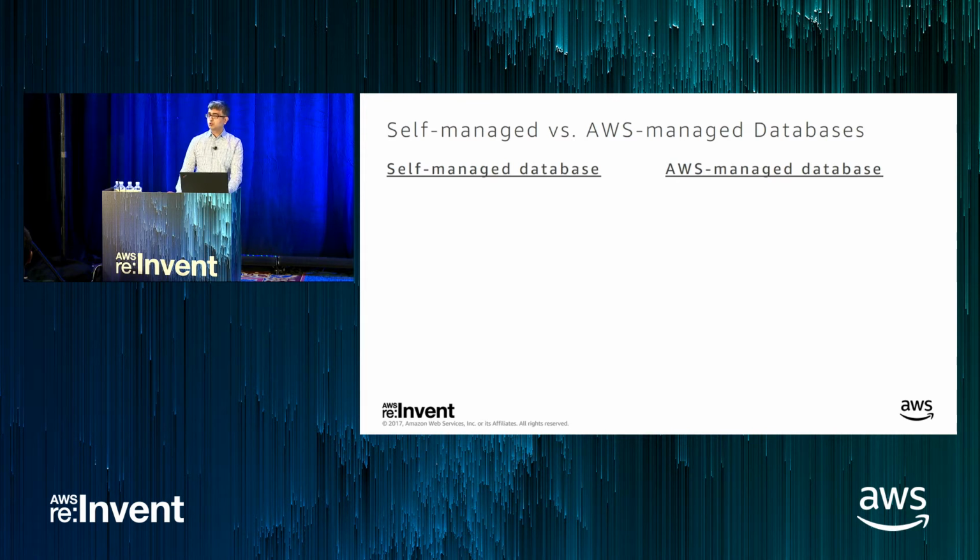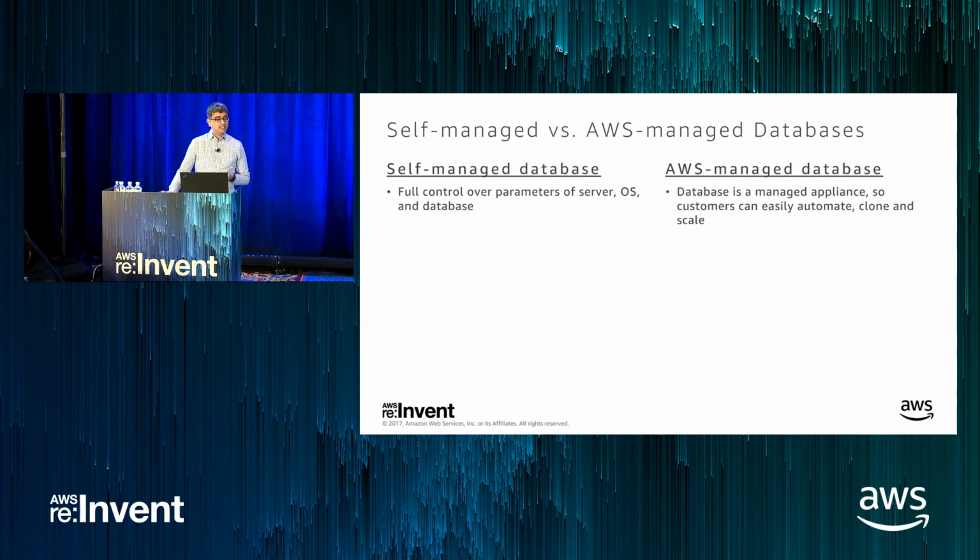So now let's drill down into these two options between self-managed and AWS managed. In the case of self-managed, as I said, you have full control. You have control over the server, the hardware you use, how you configure it, what version of the operating system you have, in fact, what version of the database, and maybe you can even write your own code in the database engine. You're free to do whatever you want. Right? In the AWS managed scenario, the database is really a managed service. It's kind of like an appliance. So you can use this shrink wrap service and easily automate it, clone it, scale it, get high availability out of it. But you can't really control it as much. So that's ultimately the trade-off.